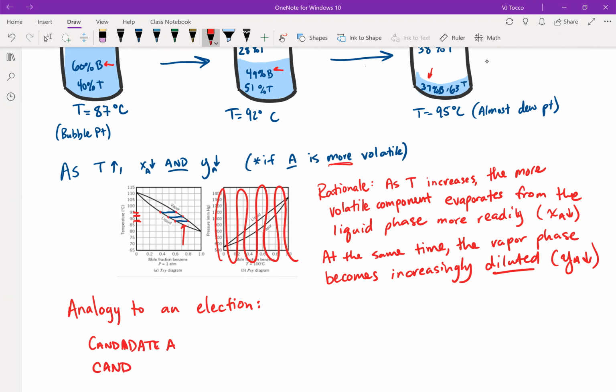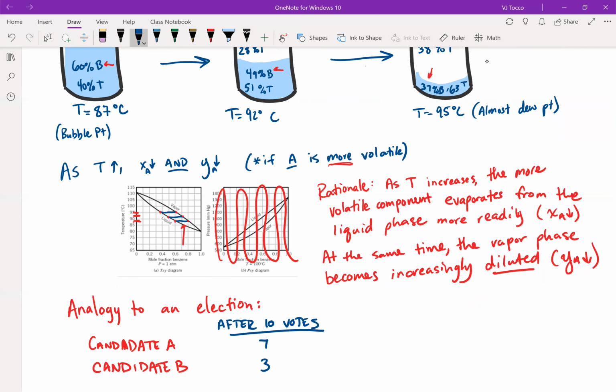And let's just say there's one polling station. And let's say we are sampling after the first 10 votes. So after the first 10 votes, let's say that 7 people vote for candidate A and 3 people vote for candidate B.